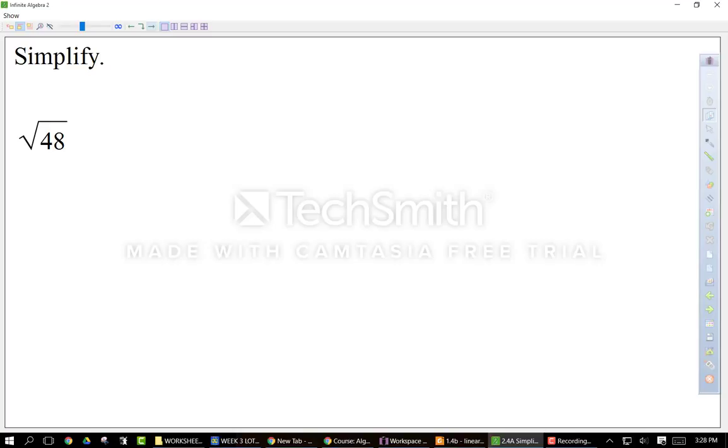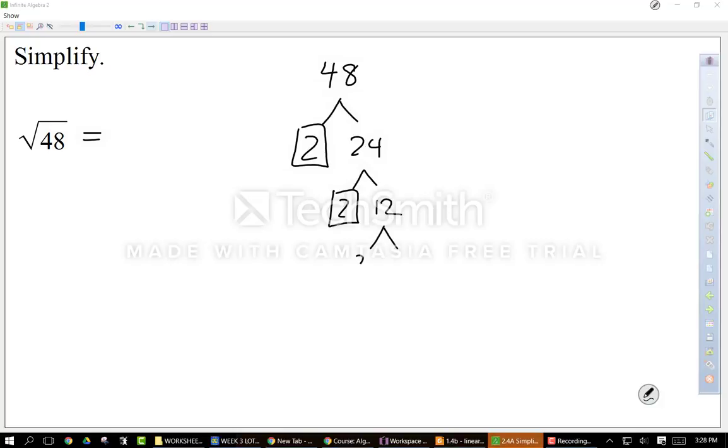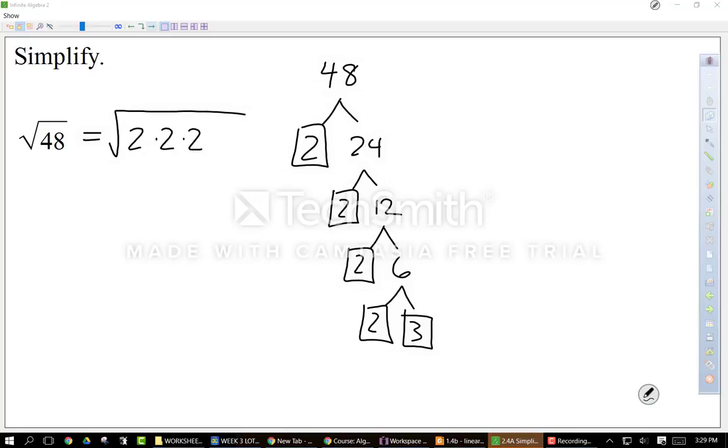Let's look at this problem. Square root of 48. Again, I want to prime factor 48. Well, 48 is 2 times 24. 2 is prime. 2 times 12. 2 is prime. 2 times 6. 2 is prime. 2 times 3. 2 is prime. 3 is prime. Again, at the end of my branches, I am done. So I can rewrite it as the square root of 2 times 2 times 2 times 2 times 3. It's a lot of 2's.